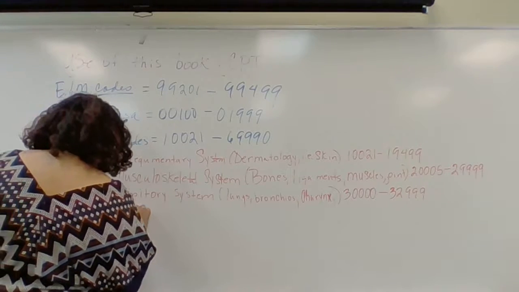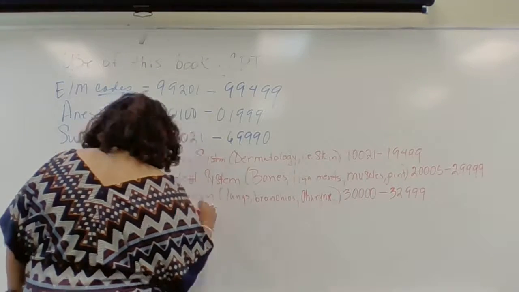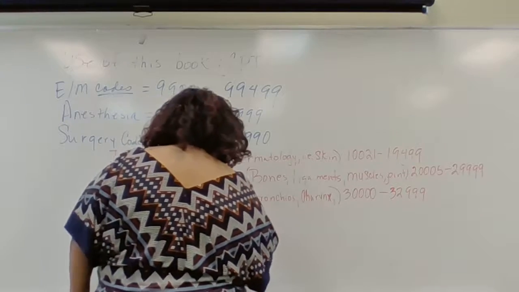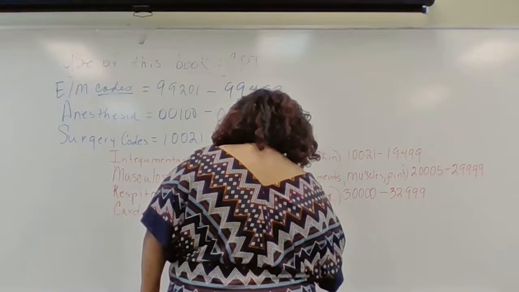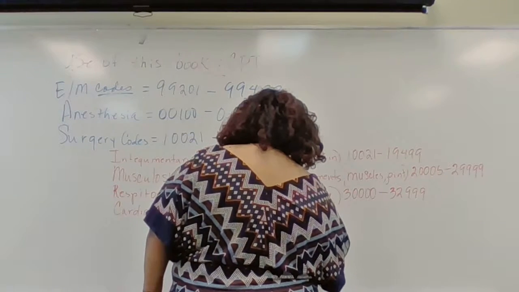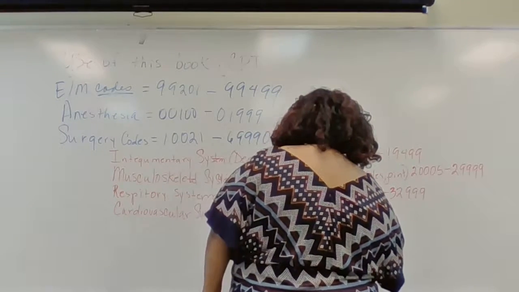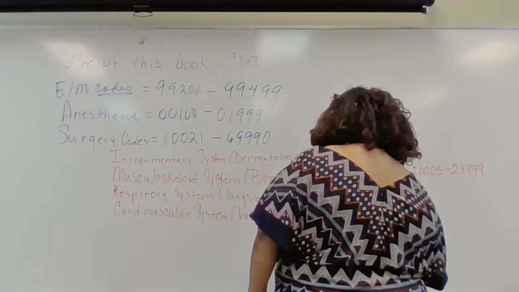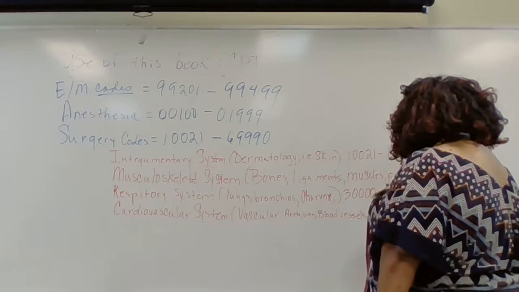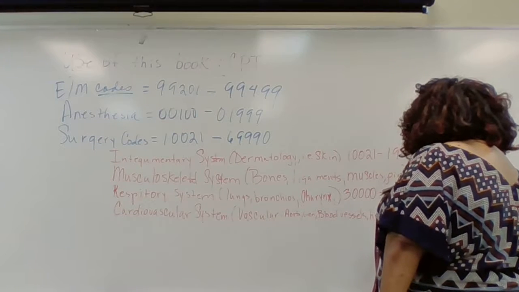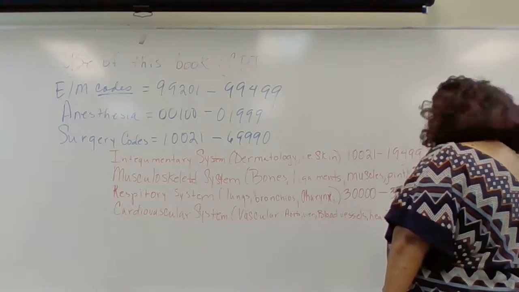Cardiovascular system. Okay, and what is the code? Now this is dealing with the vascular, which is like the aorta, veins, blood vessels, the heart. What category does that start? 33010 to 39599. 39599. Okay, what's the next one?